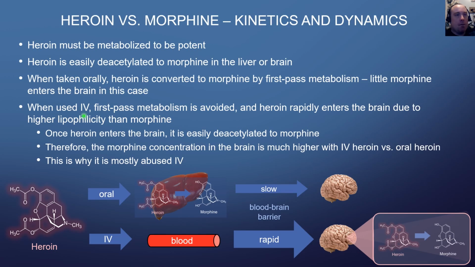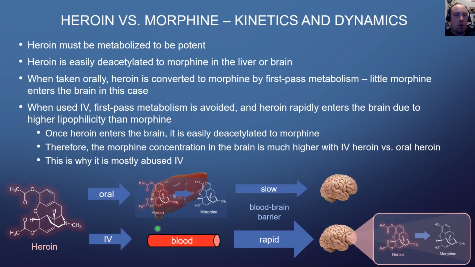If you use it IV, you're bypassing the liver, you're going right into the systemic circulation. Of course, some of it will reach the liver because the liver gets some of the cardiac output, but a lot of the heroin will go right into the brain through the blood-brain barrier because it's very lipophilic. And then in the brain, it'll get converted into morphine, where so much of it will enter as heroin that you'll produce so much morphine that you'll get that strong euphoria. So what it comes down to is getting it into the brain before it is metabolized will allow you to really get much more in there to begin with.